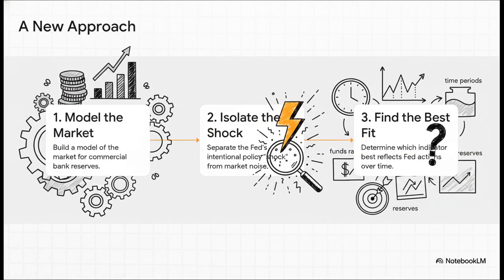Their process was simple but so powerful. First, model that reserves market. Second, use the model to cleanly pull out the policy shock, that's a deliberate move by the Fed, from all the routine market chatter. And third, once they had that pure signal, they could work backward and see which of the old indicators was actually the right one for different periods in history.